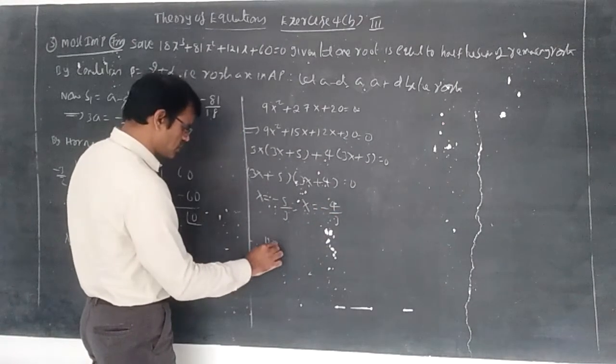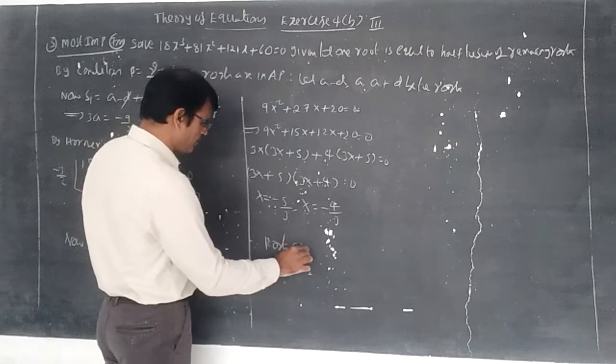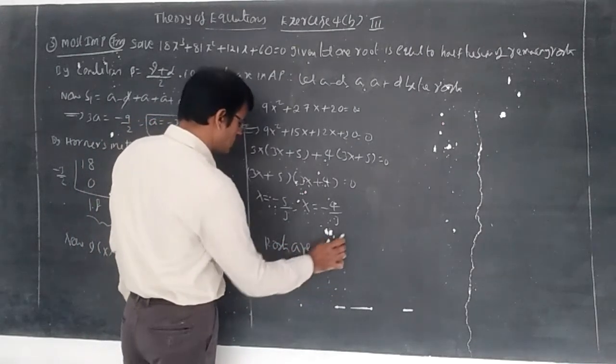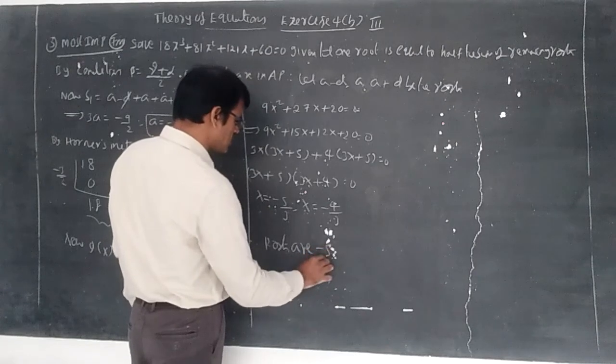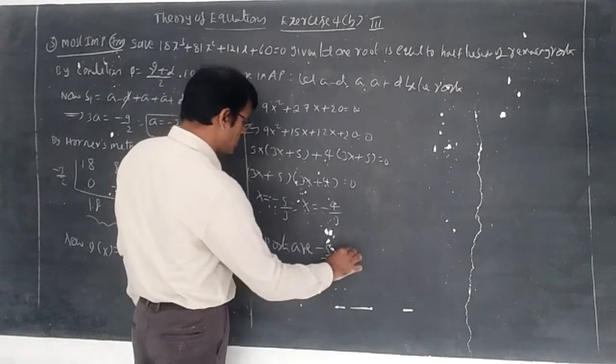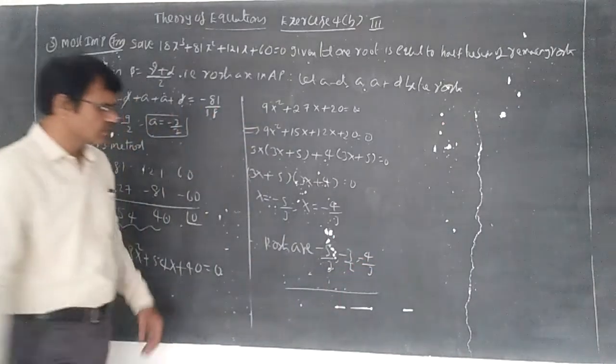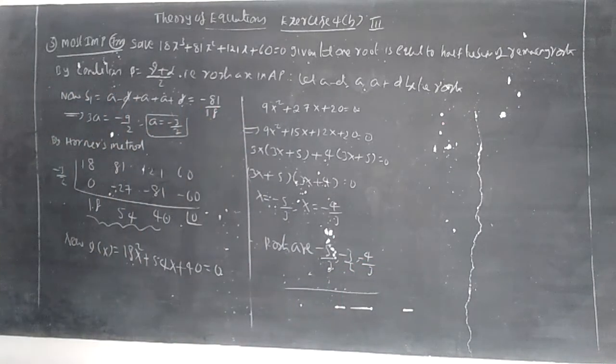Therefore, at last you can write the roots are: first root is minus 3 by 2. Otherwise, by the a minus b, a plus b concept, minus 5 by 3, minus 3 by 2, minus 4 by 3.